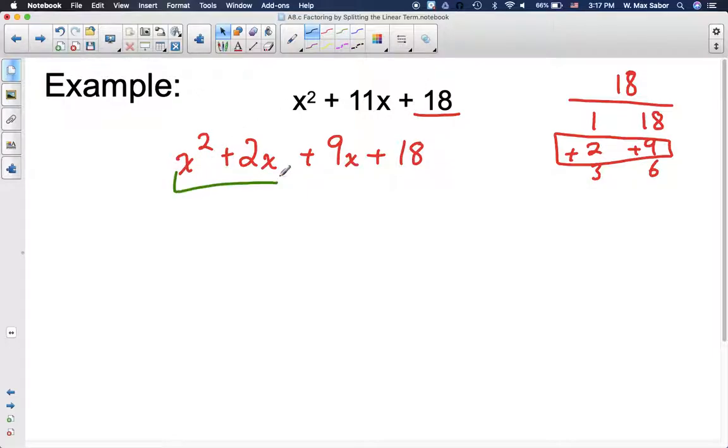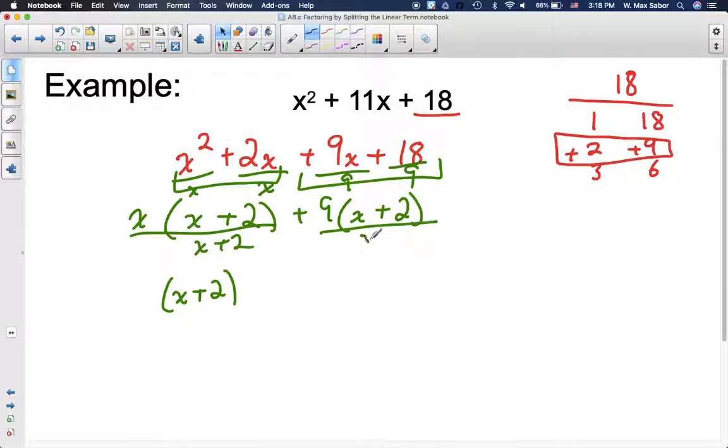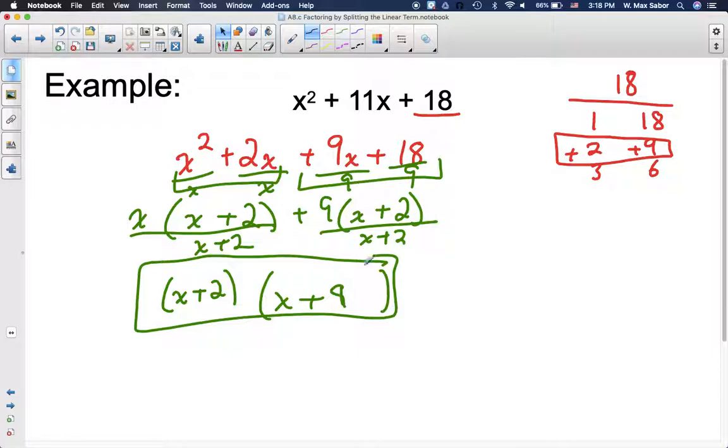Now we can factor each of these by GCF. So x times x plus 2. This is 9 times x plus 2. Again, we've divided each of these by 9. We've divided each of these by x. And what we're left with is x plus 2 is the greatest common factor here. So we divide by x plus 2, divide by x plus 2, and what's left over is x plus 9. So that is our factored form of this.